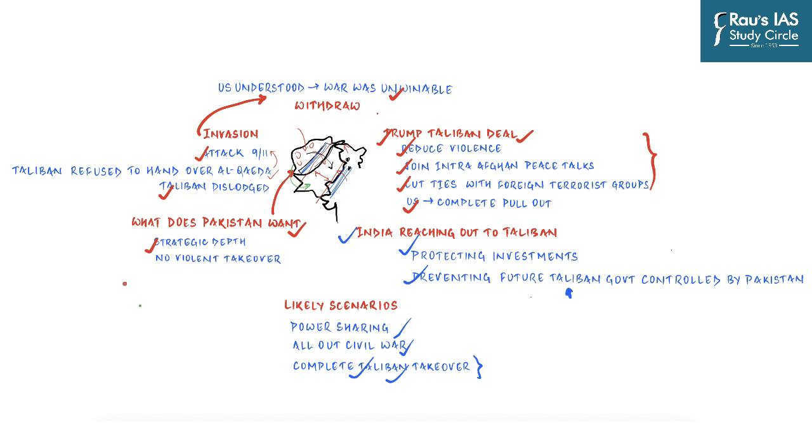And so in this regard, we are going to first understand why did US invade Afghanistan to start with? And if it did invade, why is it withdrawing from Afghanistan? What were the main features of the Trump-Taliban deal? What Pakistan wants from Afghanistan? Why is India reaching out to Taliban, which is quite contradictory from India's policies and stances in the past? And what are the likely scenarios after the US has withdrawn from the Afghan soil? Let us now begin the discussion.